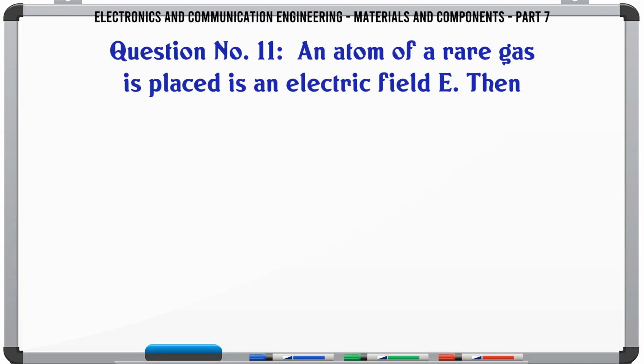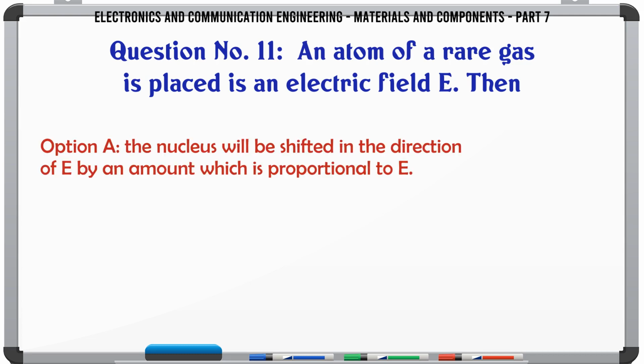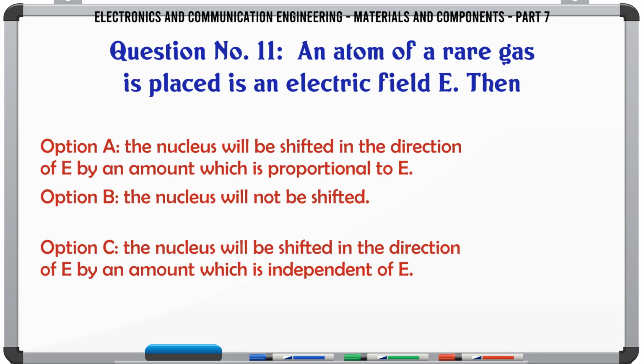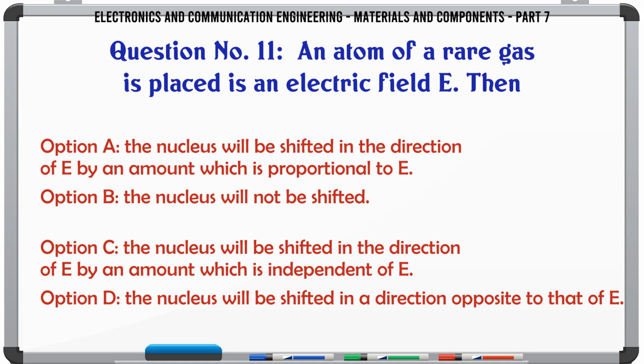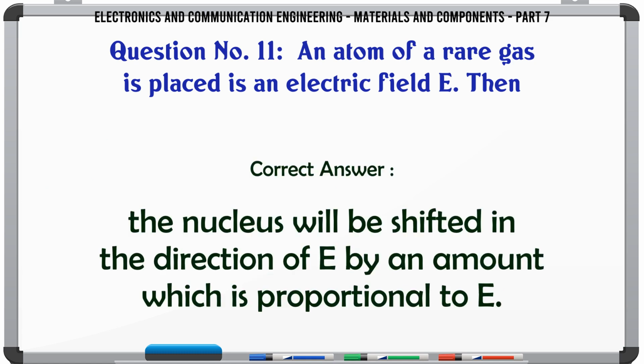An atom of a rare gas is placed in an electric field E. Then A. the nucleus will be shifted in the direction of E by an amount which is proportional to E. B. the nucleus will not be shifted. C. the nucleus will be shifted in the direction of E by an amount which is independent of E. D. the nucleus will be shifted in a direction opposite to that of E. The correct answer is the nucleus will be shifted in the direction of E by an amount which is proportional to E.